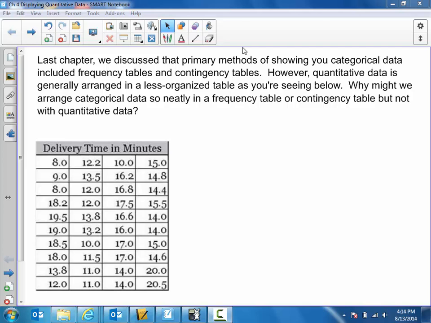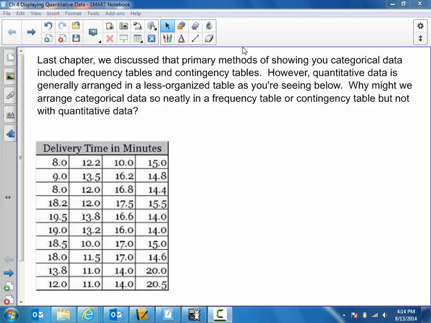So the first slide here is getting at why the displays might be different, at least when it comes to the tables. Last chapter we discussed the primary methods of showing categorical data, which included frequency tables and contingency tables. However, quantitative data is generally arranged in a less organized table, as you're seeing below. Why might we arrange categorical data so neatly in a frequency table or contingency table, but not with quantitative data?